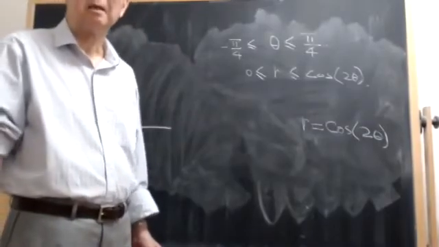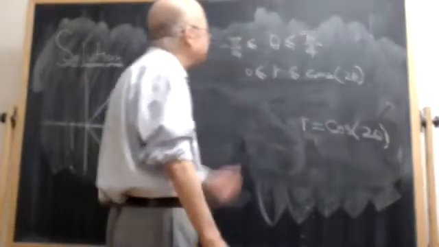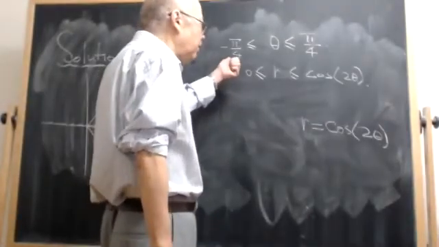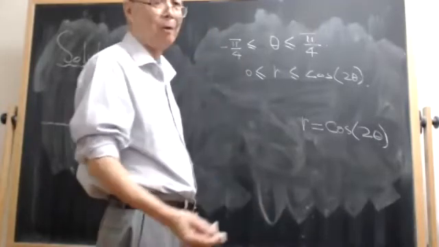Cosine 2 theta. Sir, I have a question. If the angle is negative pi over 4, that wouldn't change r, right? Because r is just the hypotenuse. Yeah, so r wouldn't change even if the angle is negative pi over 4. It's also 0. So when theta is minus pi by 4, it's also 0.